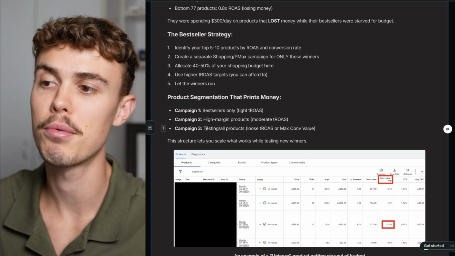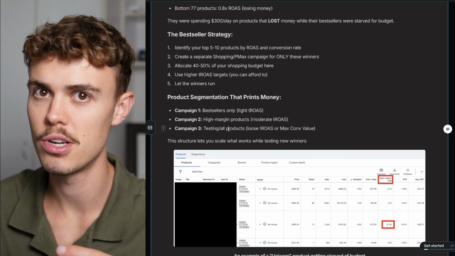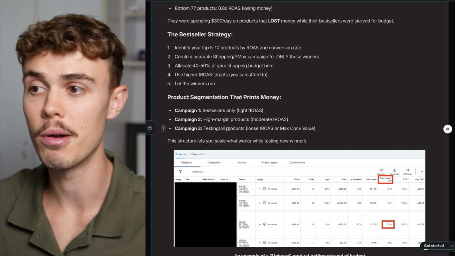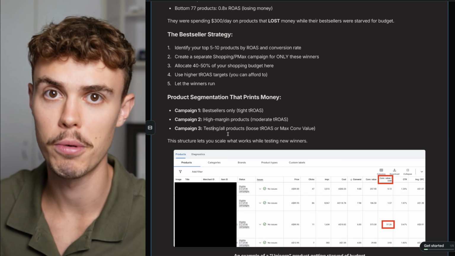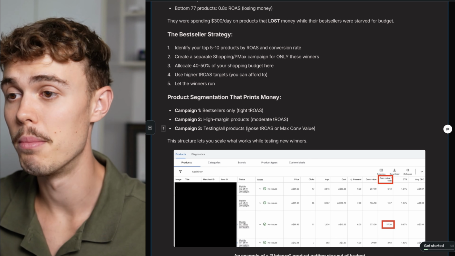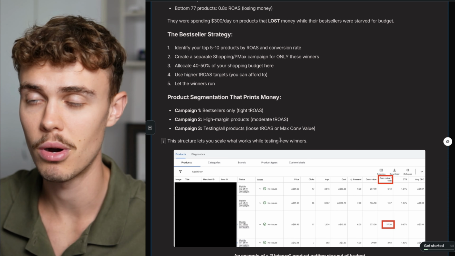And then your campaign number 3 would be testing and all products. So this is your campaign where you rotate through product batches to test other products for potential winners. And if you find a winner, you can upgrade it into your best sellers campaign. But this one just rotates through all your products to find something else to allocate more spend to. So on this, you want a loose TROAS or just straight maximize conversion value with no TROAS at all.